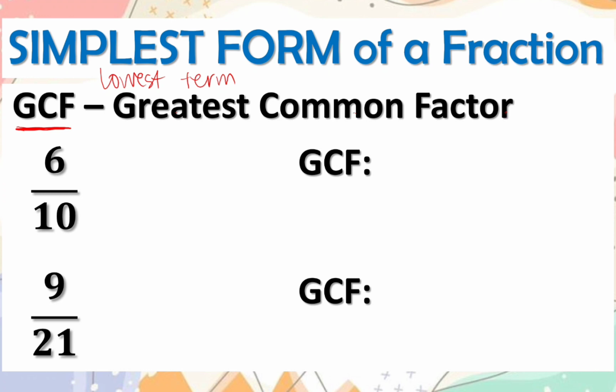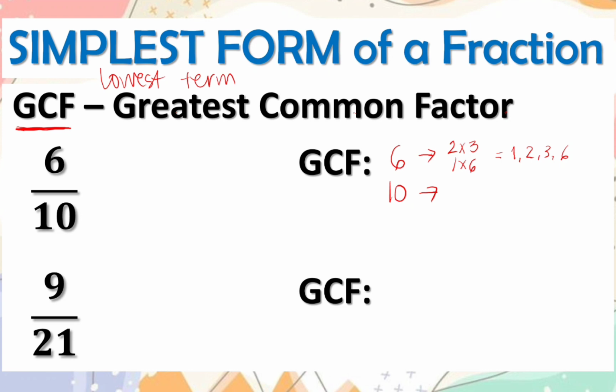So, for example, number 1, we have here 6 over 10 or 6 tenths. So, sulat natin si 6 at saka si 10. Let us list the factors of 6 and 10. So, ano ba yung mga factors? Factors are the numbers that we multiply. Okay, for example, 6, which is our numerator. So, what are the factors of 6? So, we have 2 times 3, 1 times 6. So, let us list all the factors in ascending order. So, we have 1, 2, 3, and 6. So, these are the factors of 6.